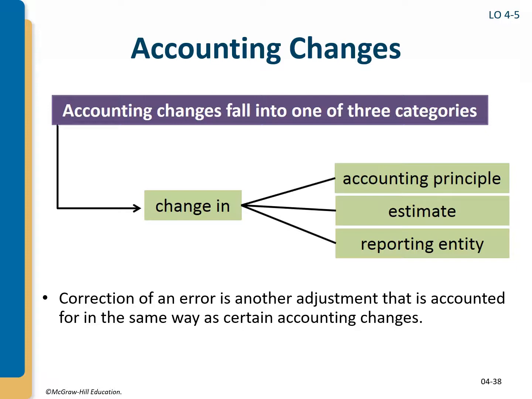Depending on the type of change will depend on how you account for it. And one of those items is the correction of an error. And this is another adjustment that is accounted for in the same way as certain accounting changes. So what happens if you have an error in a prior year?